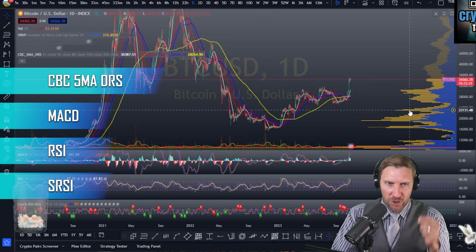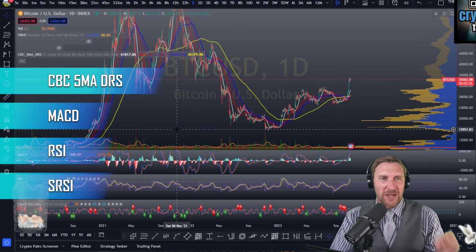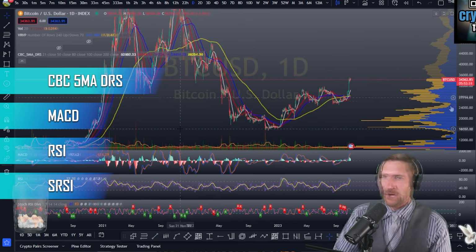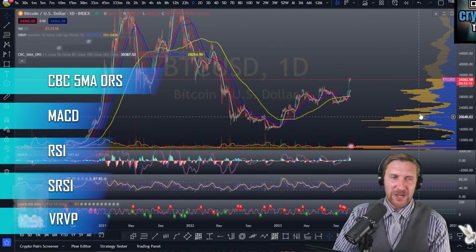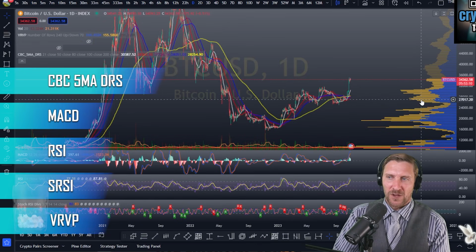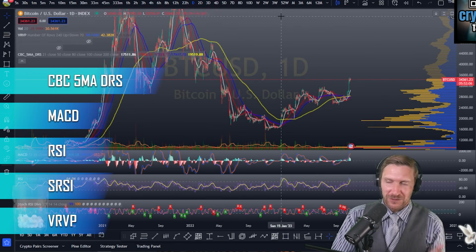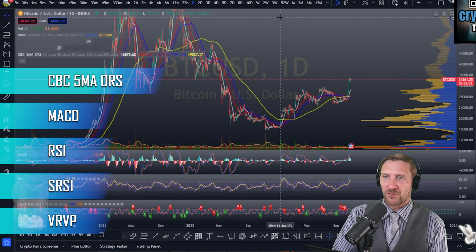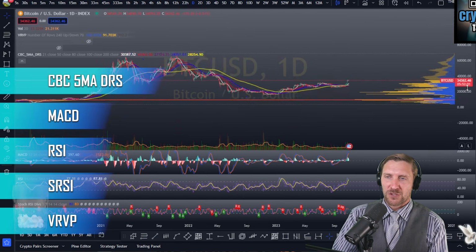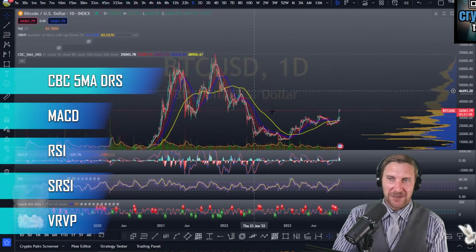So I use the SRSI. Don't confuse it with the stochastic. And then the last thing is the VRVP that we add here, the Visible Range Volume Profile. Some people call it the VPVR for whatever reason, but I find it here on TradingView as the Visible Range Volume Profile, the VRVP. And those are the 5 indicators that I use and how to add them to your chart.